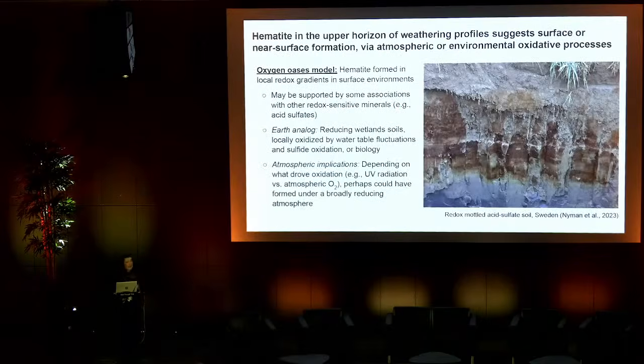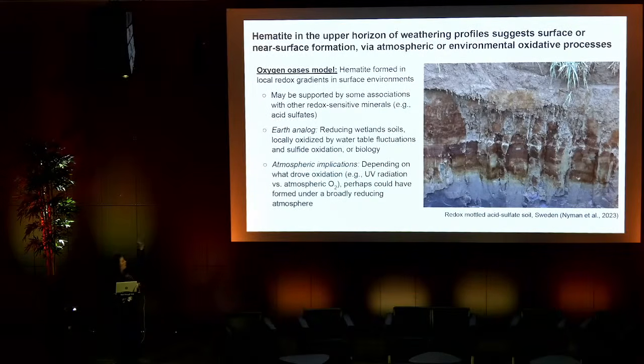Okay, so how did this form? There's a couple different mechanisms which are of interest depending which way it goes. So first off, this could be a very local process. This could be that hematite formed in very local redox gradients caused by surface environmental conditions. Because we see some relationships with other patchy redox-sensitive minerals like acid sulfates, potentially ferrous clays and things, that could support that kind of mechanism.